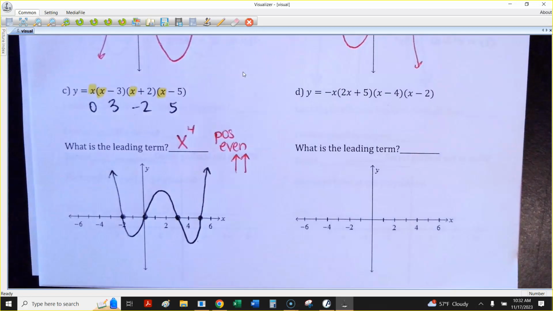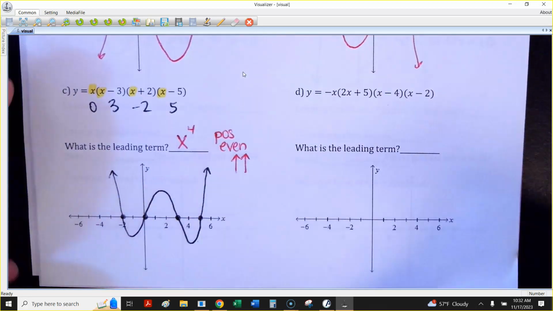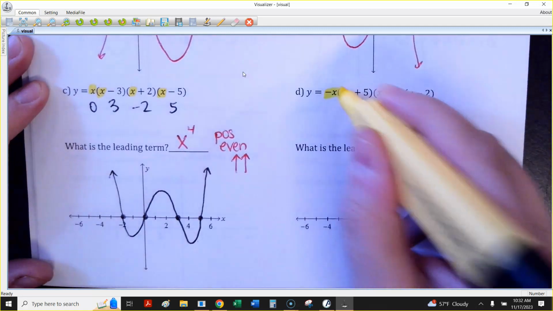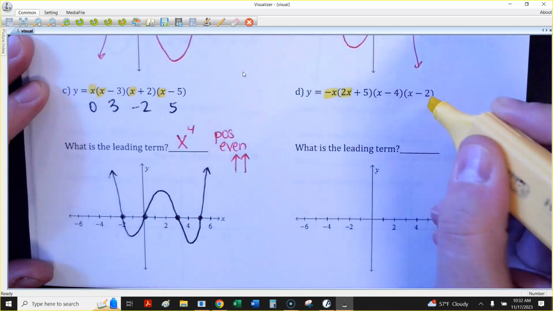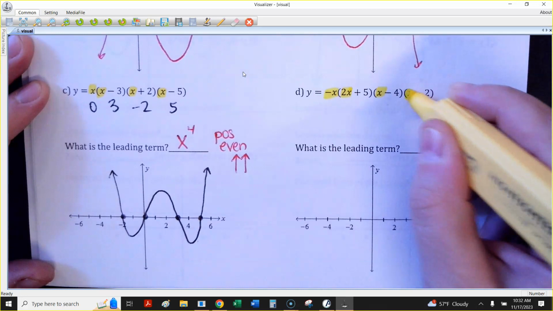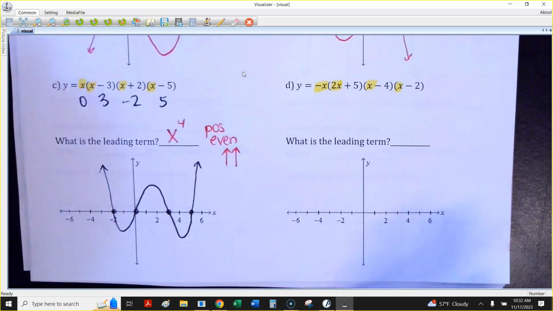Okay, I have one more, and then we're going to deal with how a multiplicity affects a graph. So I've got -x, 2x plus 5, x minus 4, and x minus 2. If we multiplied that out, what would the first term be in standard form?